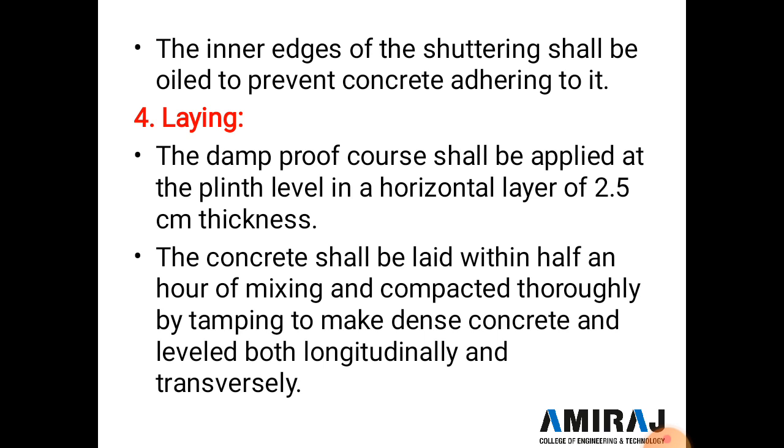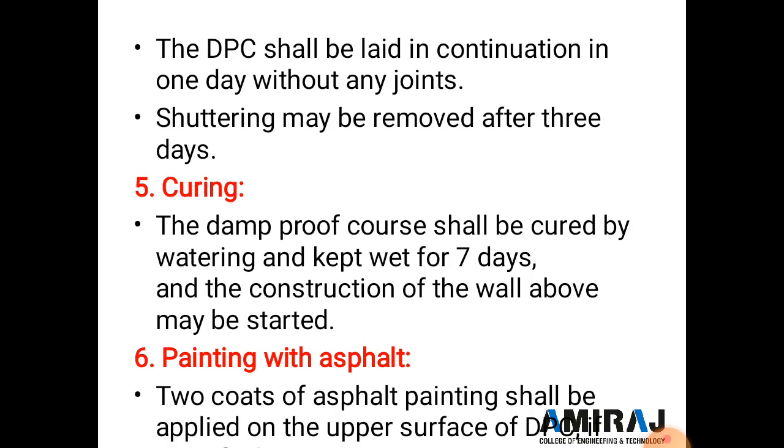Next is the fourth specification for a DPC, which is laying. So the damp proof course shall be applied at plinth level in a horizontal layer of 2.5 centimeter thick, and the concrete shall be laid within half an hour of mixing and compacted thoroughly by tamping to make a dense concrete, and level both longitudinally and transversely. And the DPC shall be laid continuously in one day without any joint, and shuttering shall be removed after 3 days. So here DPC thickness is less, only 2.5 centimeter thick DPC is constructed.